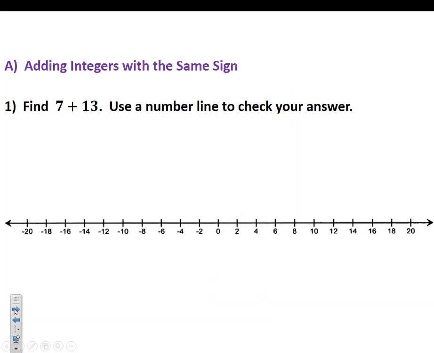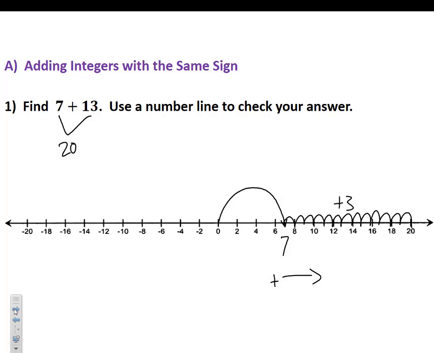So, adding integers with the same sign, ladies and gentlemen. 7 plus 13, that is going to be 20. You already know that. You're pretty quick on that. If I were to model, which I'm not going to do much of, but I'm just showing you on the model, we could go, hey, I'm jumping all the way over here to 7, and then adding always goes to the right. I'm going to add 13 more. 1, 2, 3, 4, 5, 6, 7, 8, 9, 10, 11, 12, 13. Adding 13 gives us 20. Okay, bingo.